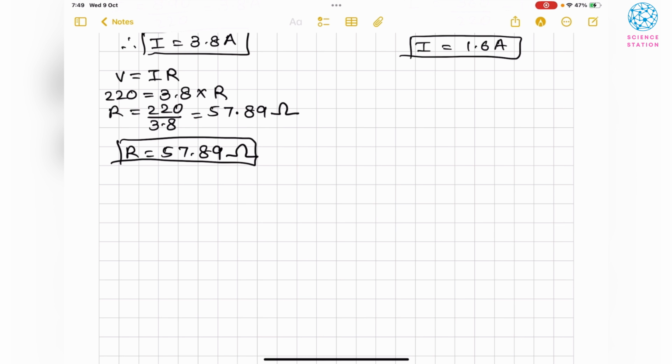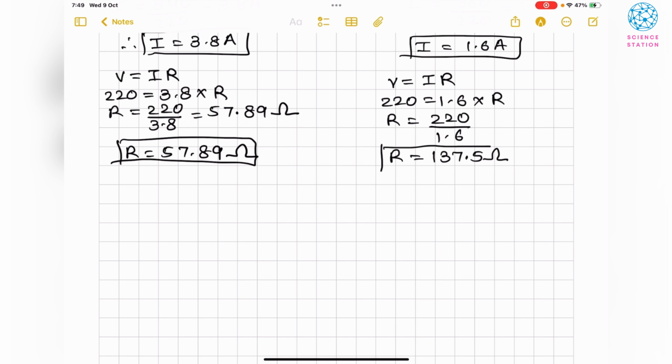And for the minimum one, V equal to IR again. So 220 equal to, that was 1.6 into R. So R will be 220 upon 1.6. So that is R equal to 137.5 ohms. So these are the two resistances required.